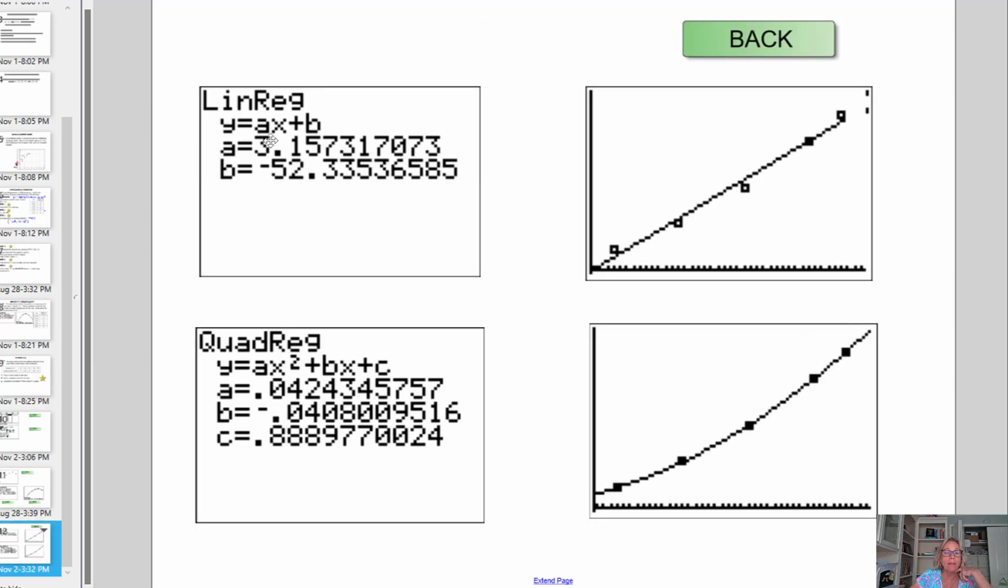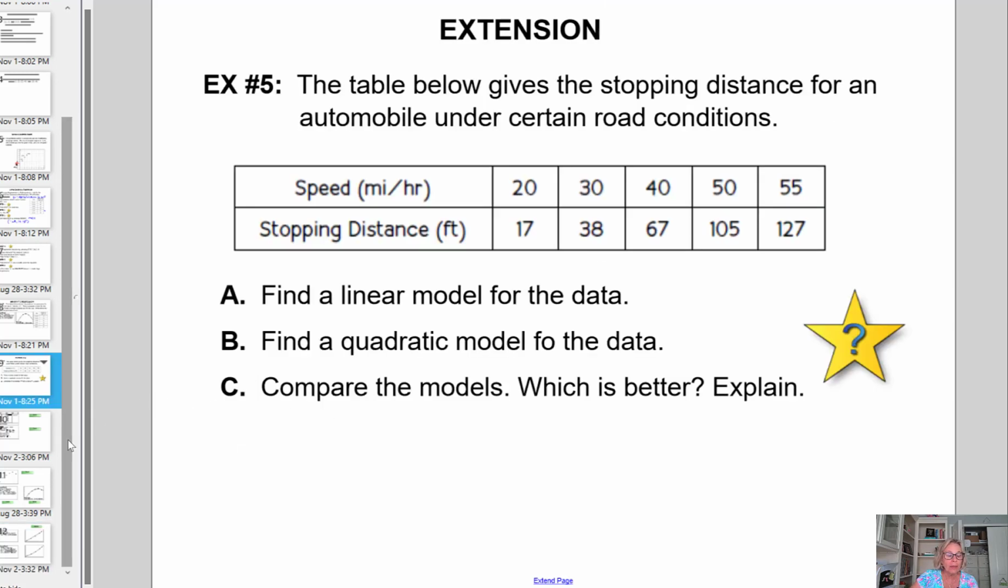My linear model on the TI-84 gave me y equals 3.157x minus 52.335. And then the quadratic equation gave us y equals 0.0424x squared minus 0.041x plus 0.889 for the C value. And that is the end of lesson 3.